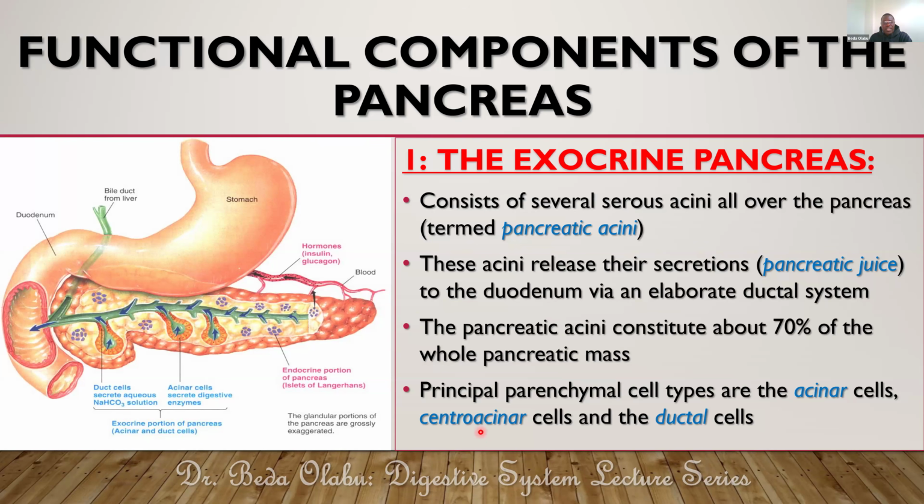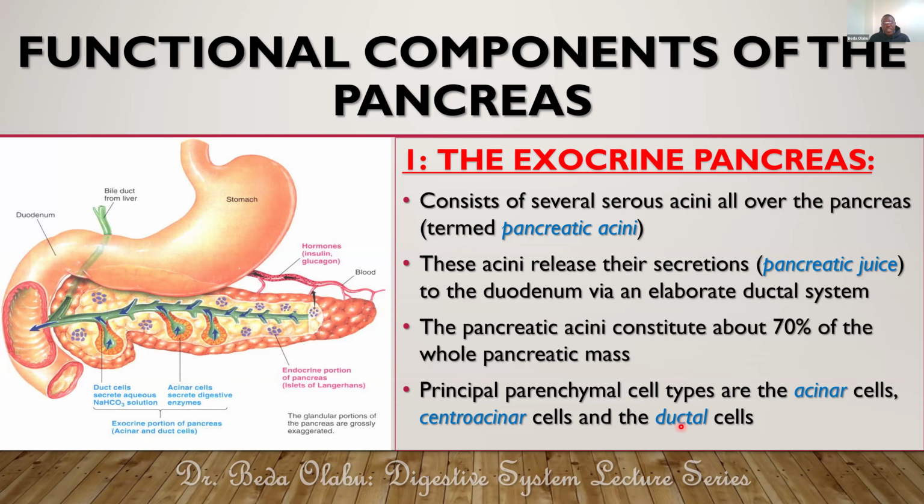Then you have the central acinar cell. The central acinar cell represents the initial portion of the ductal system that enters into the acini. So the ductal system of the pancreas begins at the center of the acini, and so they constitute the central acinar cells. So the acini of the pancreas will have the acinar and central acinar cells. The presence of central acinar cells is also a distinguishing feature between the pancreas and the parotid salivary gland.